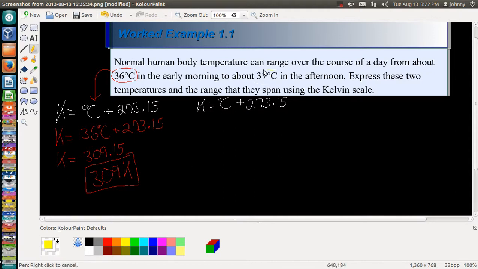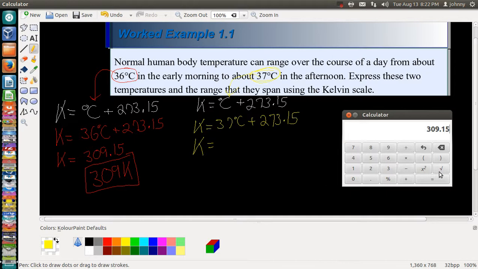We're going to add this 37 into this formula. That'll give us K equals 37 degrees plus 273.15. We add this together on our calculator, and we will get the following. We've got 37 plus 273.15. Notice we get 310.15. We're going to write that down.